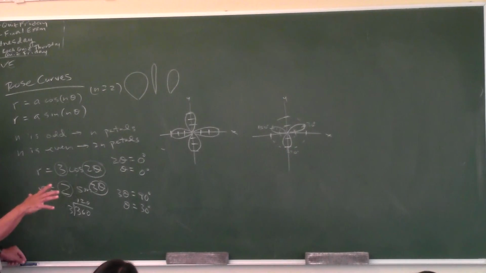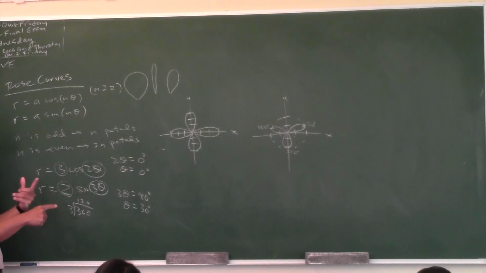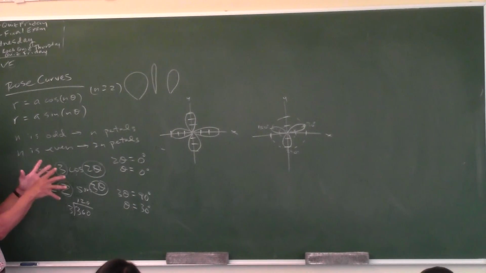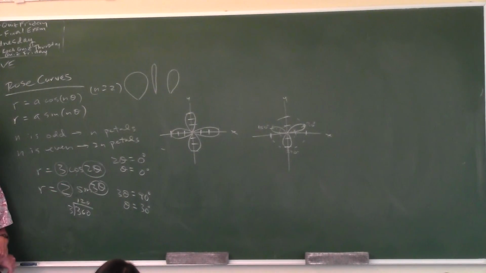Okay, so that's all we're going to do. So tonight's homework, you've got circles, limaçons, and rose curves. That's all you've got. It's not on the quiz yet.